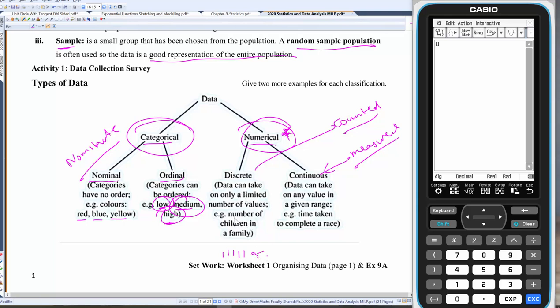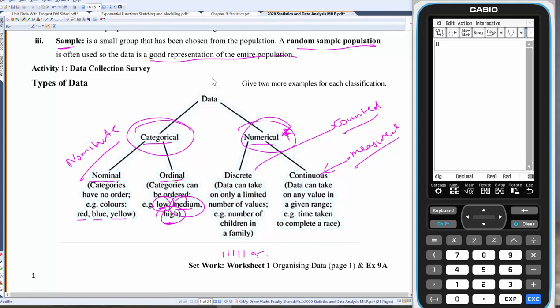The number of cars in the staff car park, I'd go down and go, that's 1, 2, 3, 4, 5, etc. And for continuous data, data can take any value within a given range. For example, time taken to complete the race. What you do is you measure that on a stopwatch, okay? Other examples are height. What you would do is measure someone's height. So that's how we classify data.